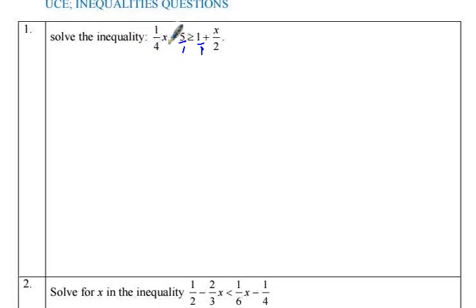So when I multiply this by 4, I have x. When I multiply this by 4, I have plus 20 is greater than or equal to, multiply by 4, I have 4, multiply by 4 here, this goes into 2, so we have plus 2x.